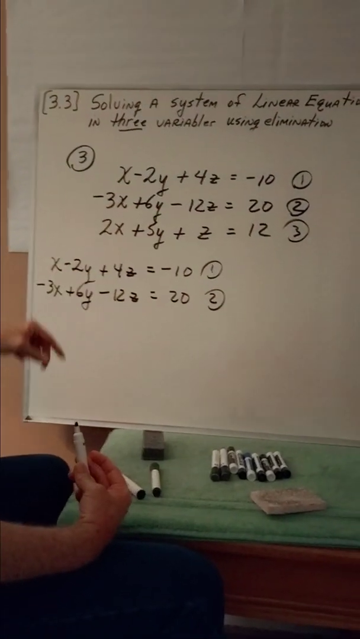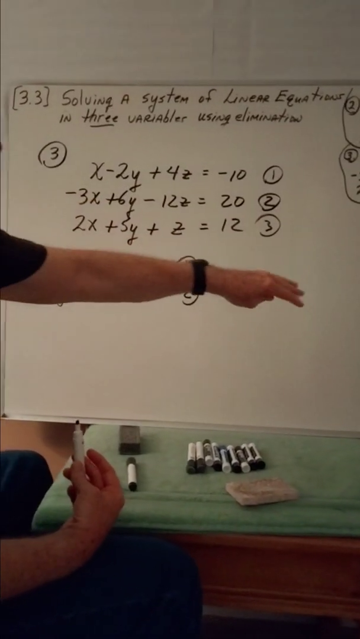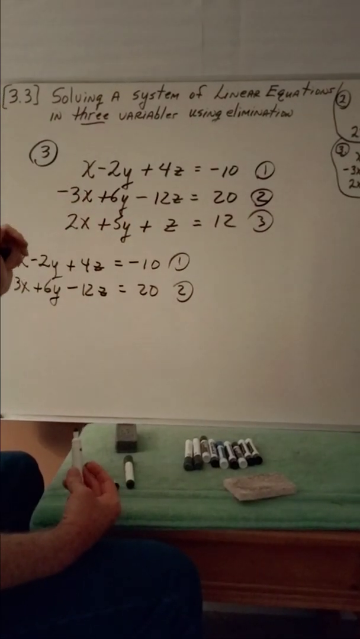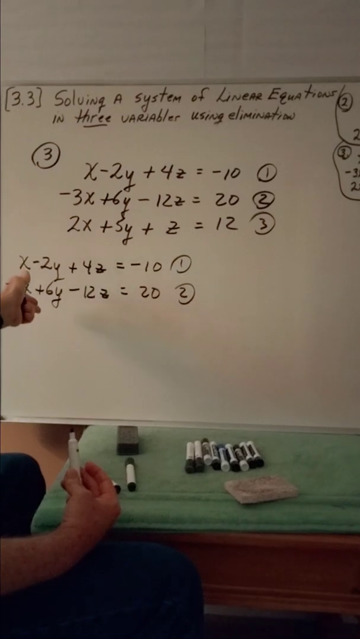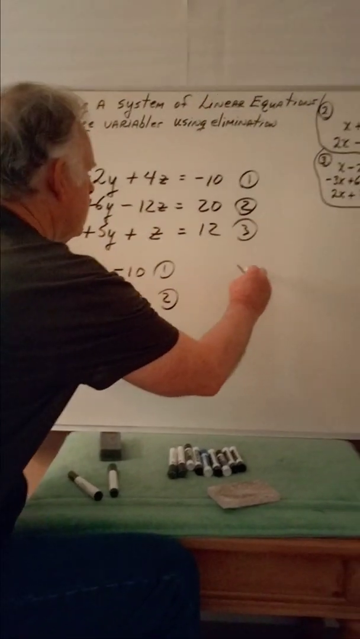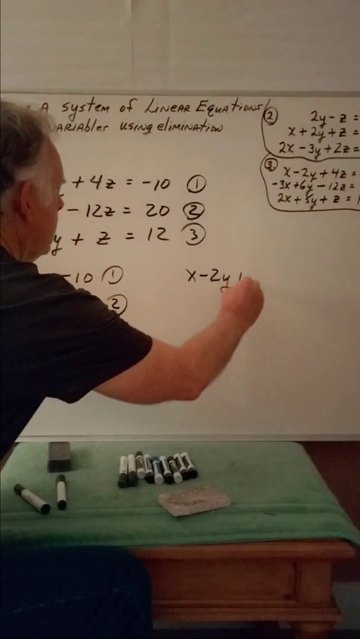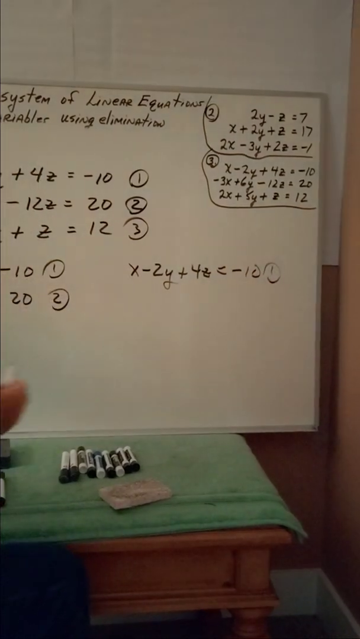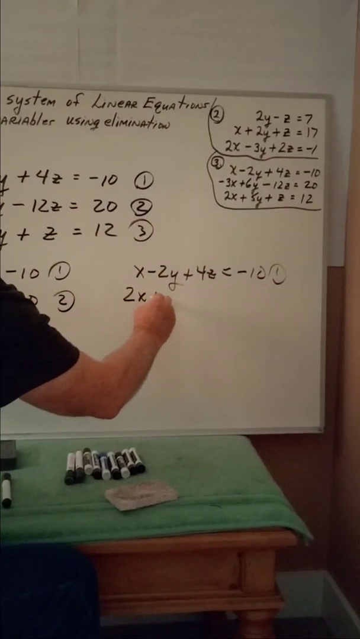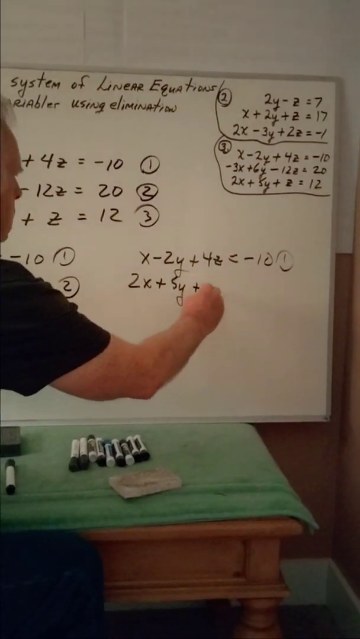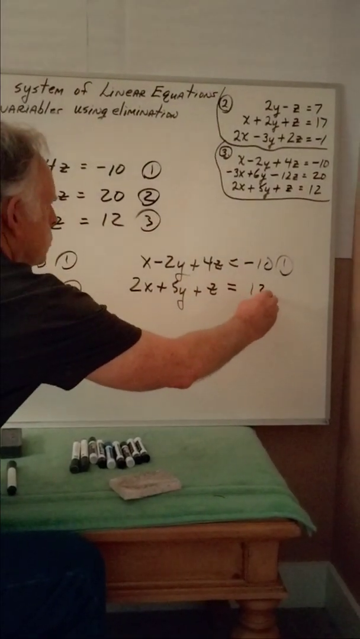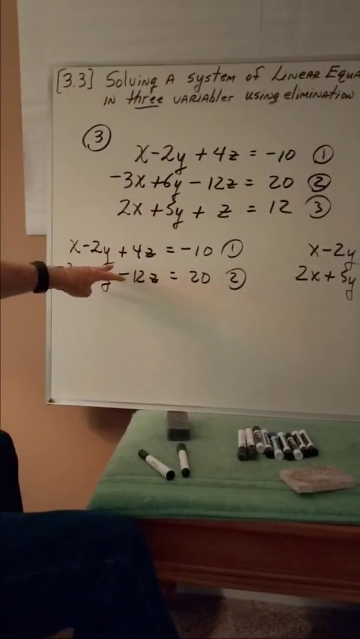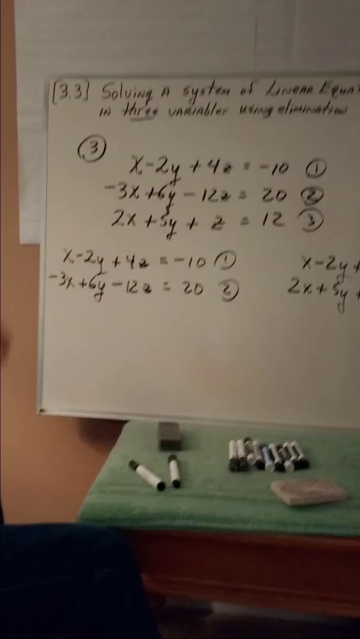For the second pair, just to have it written over there, let's pick number 1 and number 3. You could pick 2 and 3. You just can't pick 1 and 2 because we've already done it. So if we pick 1 and 3, that'd be x - 2y + 4z = -10, and then number 3, 2x + 5y + z = 12. Let's go back to this first pair, just like we did on problem number 1. We're going to get rid of x.